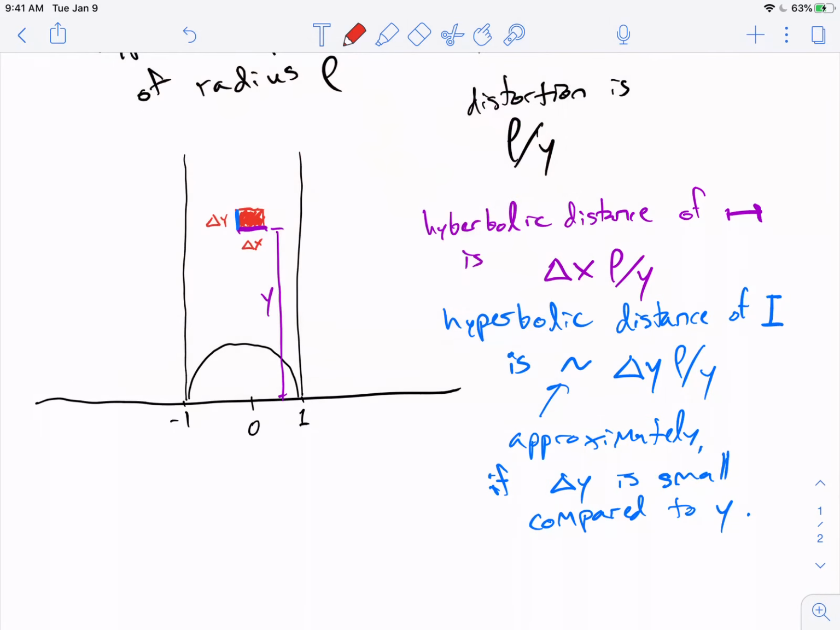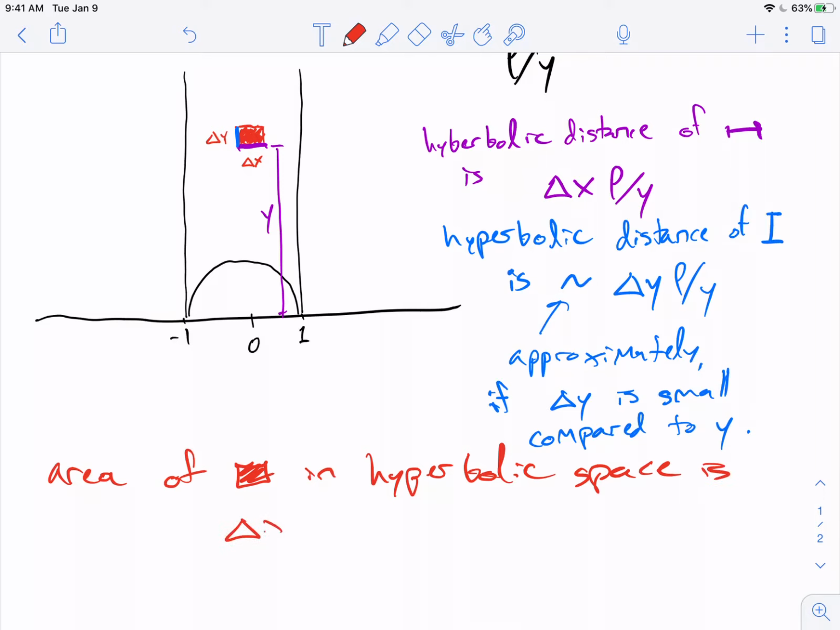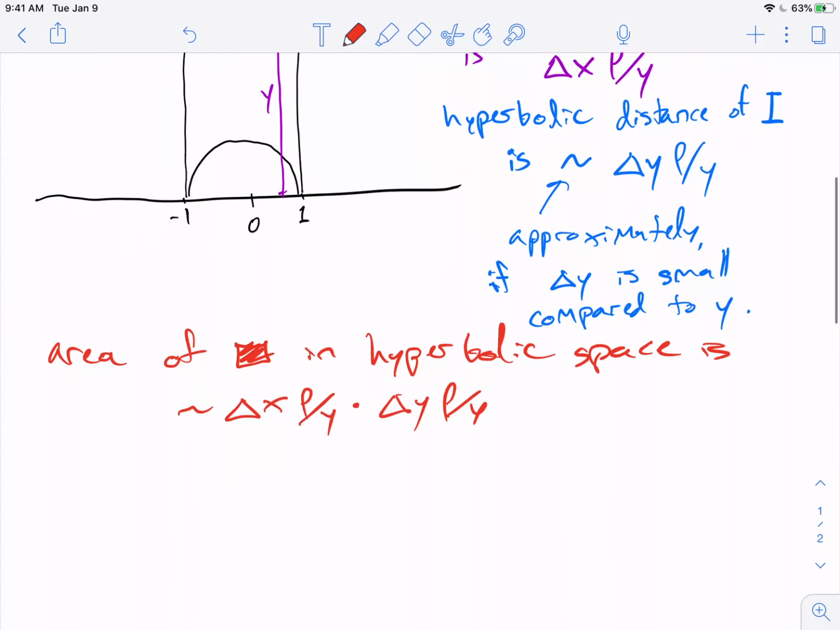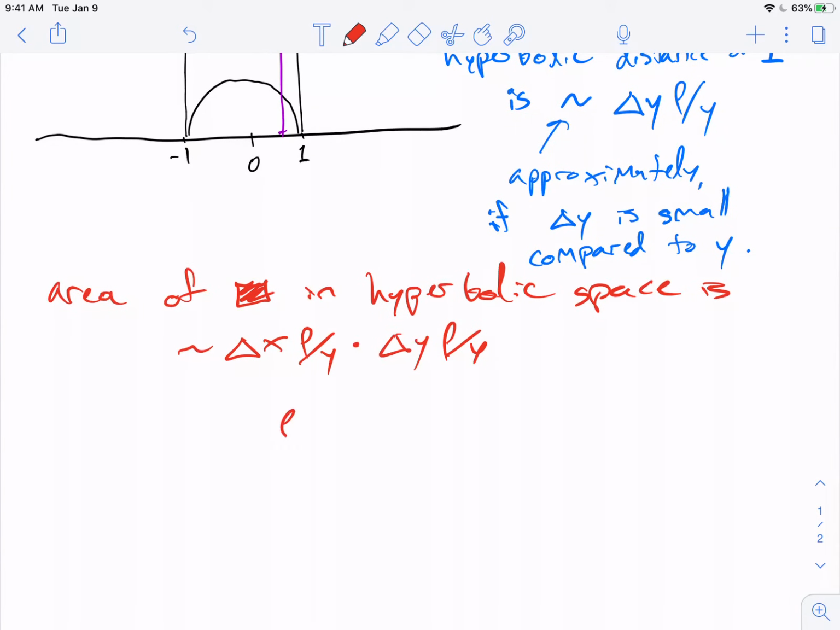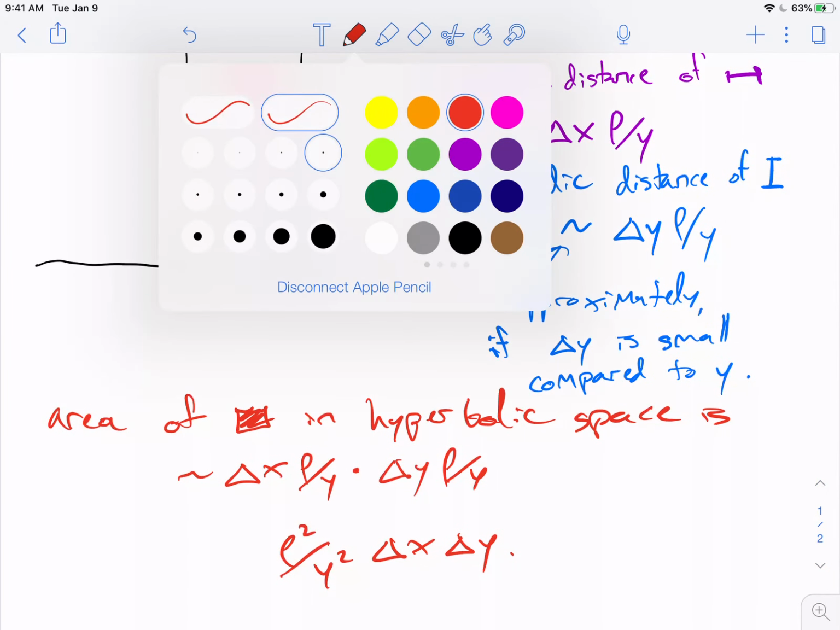And so finally, the hyperbolic area of this rectangle in hyperbolic space is the product of these, so it's going to be delta x times rho over y times delta y times rho over y. And of course, this is an approximation. So I can simplify this to rho squared over y squared, delta x, delta y. Okay?